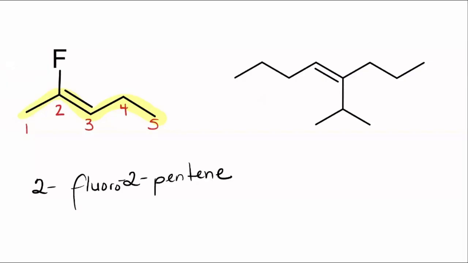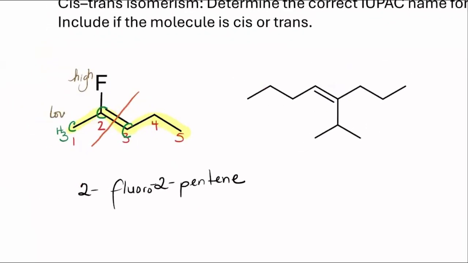Next, I'm going to see what are the atoms that are connected to the carbons that are double bonded. I have a carbon right here, and I have a carbon right here. Let me divide my alkene in half. Towards the left of the molecule, this carbon is connected to fluorine versus this carbon is connected to carbon. So when I compare fluorine and carbon, fluorine has a higher atomic number. So I label it high. Carbon has a lower atomic number, so I label it low. Let me look at the right side of the molecule.